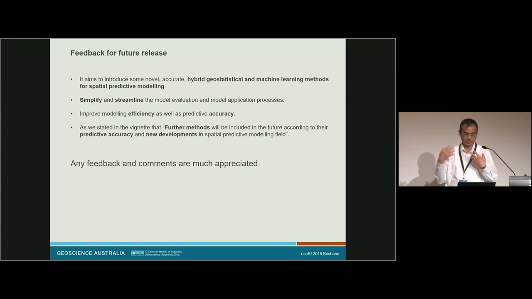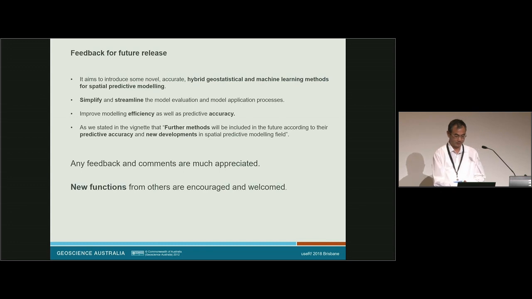Basically, the aim, as just mentioned, is to introduce the new method for spatial predictive modeling. It will try to simplify and streamline the modeling process and the application process, and to improve the efficiency and also the accuracy. So as I stated in the vignette, further methods will be added to the package, and we welcome everyone here to make a contribution to this package by sending me your functions, and I can include them.